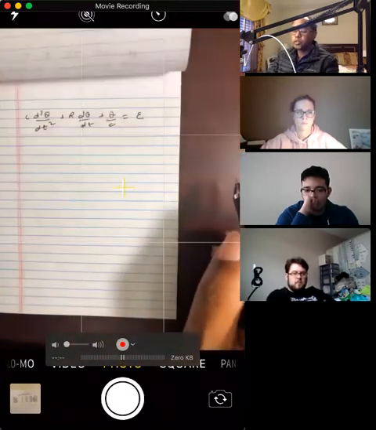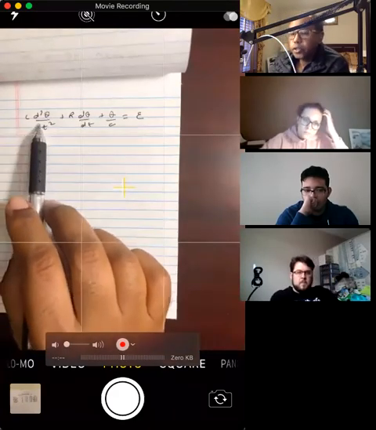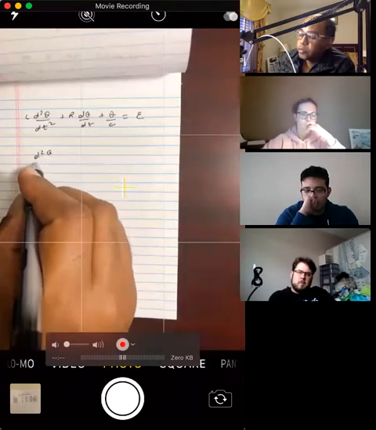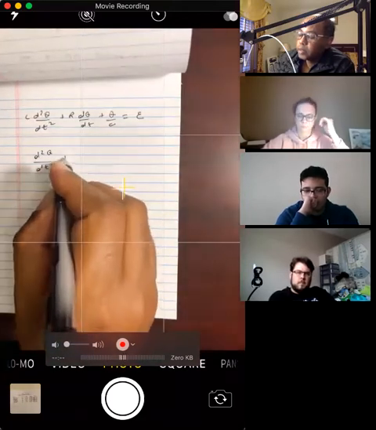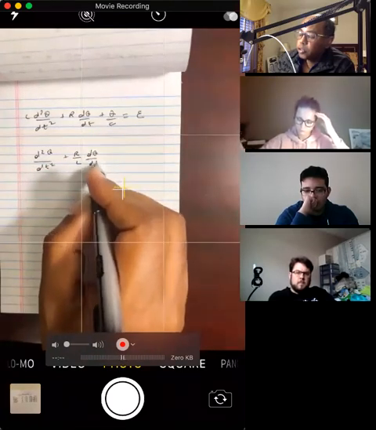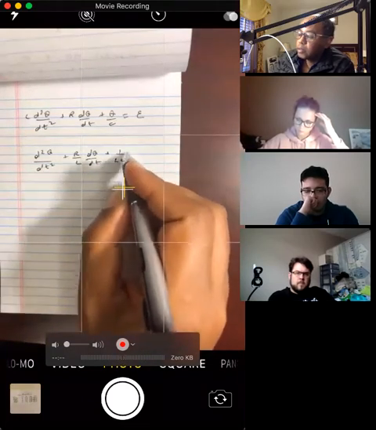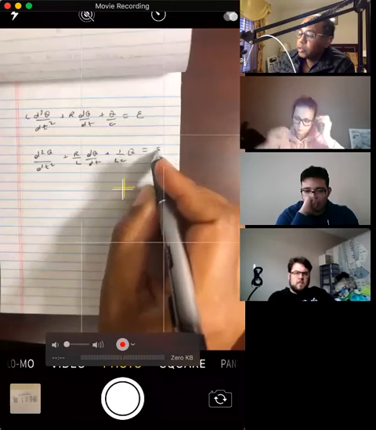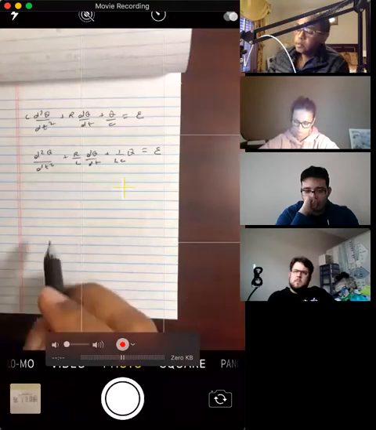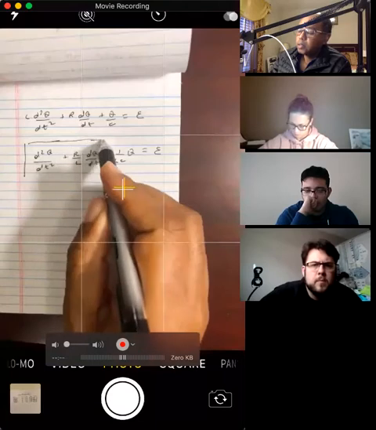So it's a differential equation, but let's standardize it. Let's divide by the coefficient of the second derivative. So that gives us the second derivative of the charge plus R over L times the first derivative of the charge, and then plus 1 over LC times charge equals the EMF over L.